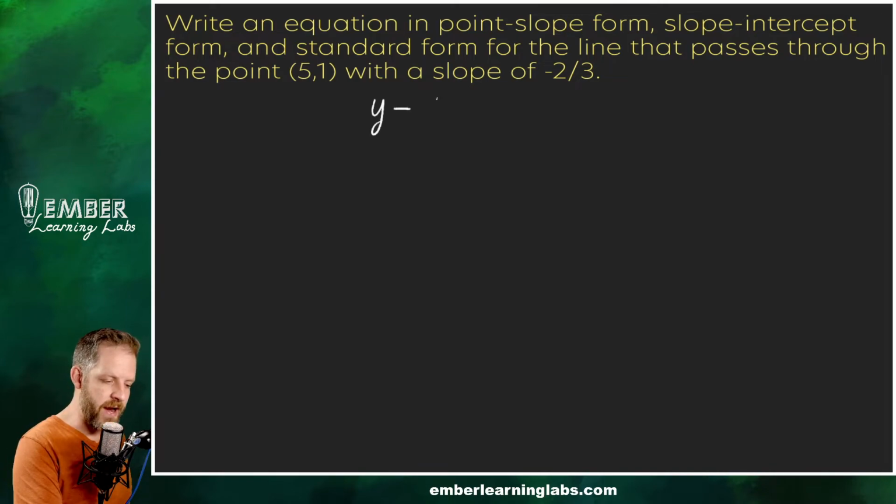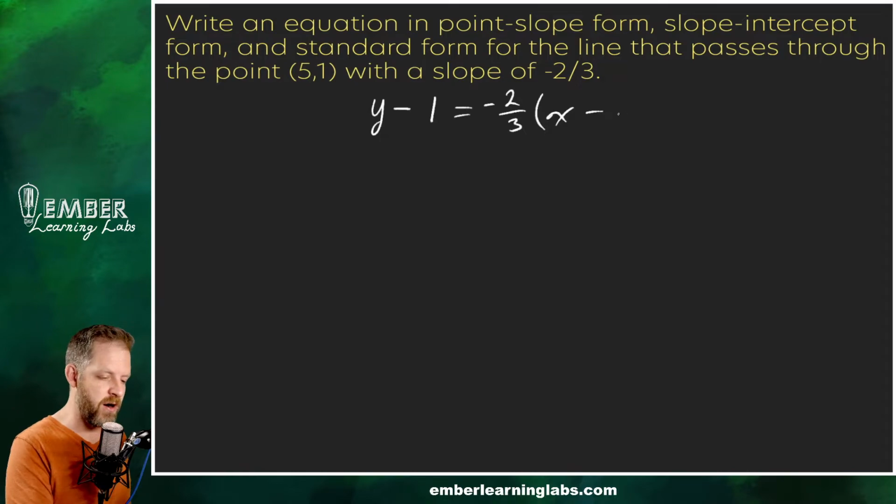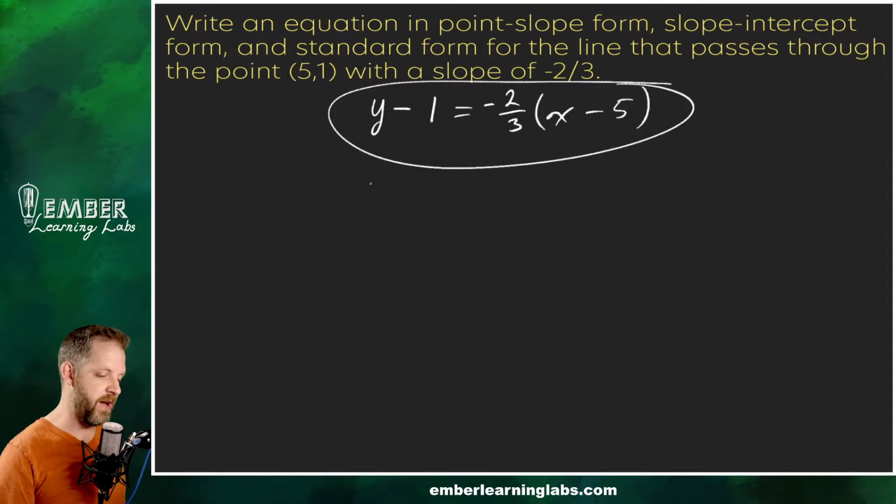So y minus 1, the y part, equals m, which is -2/3, times x minus the x part, which is 5. So there it is in point-slope form. We're already part of the way done.